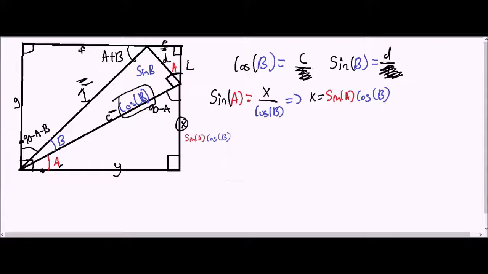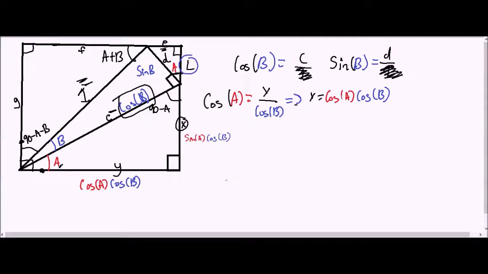Okay, now let's solve for y. Y is adjacent to A, so instead of using sine of A, I'm going to be using cosine of A. And as a result, cosine of A will be equal to y over cosine of B, because again, y is the adjacent, cosine of B is your hypotenuse. When you solve for this, you get y is equal to cosine A cosine B. This length over here is equal to cosine A multiplied by cosine of B. Now let's solve for the length L.